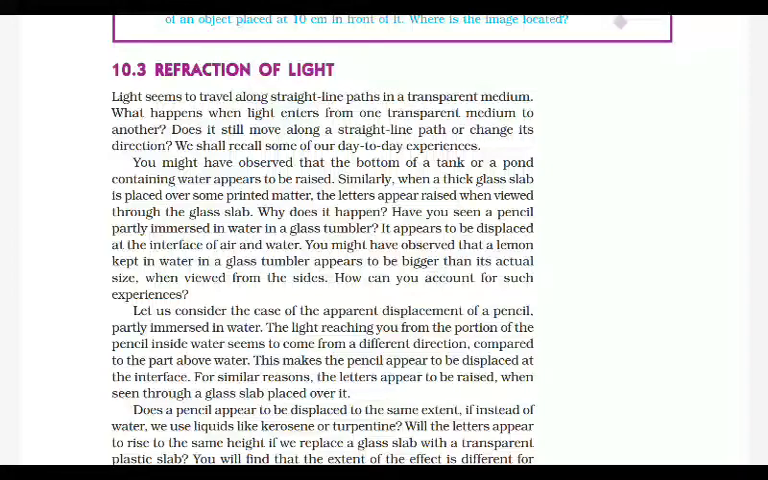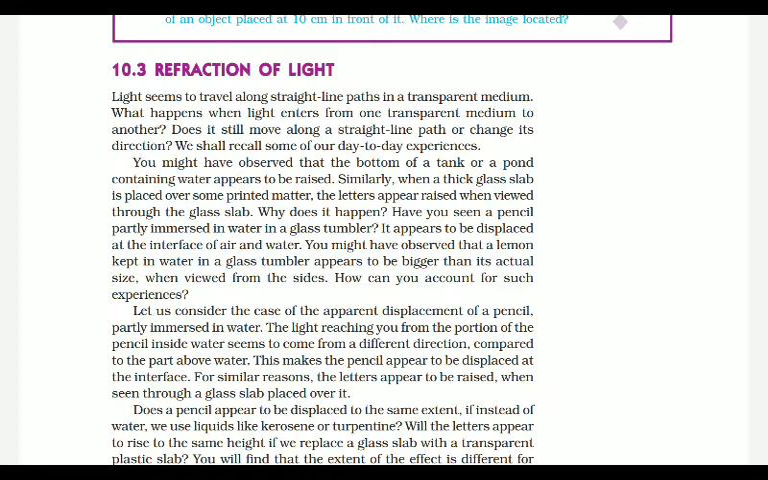This is for class 10 and chapter 10, Refraction of Light, 10.3. Light seems to travel along a straight line path in a transparent medium. So if there are no obstacles between the light rays, then it will travel straight. But what happens when the light enters from one transparent medium to another? Does it still move along a straight line path, or does it change its direction?